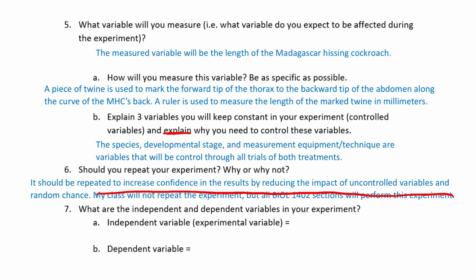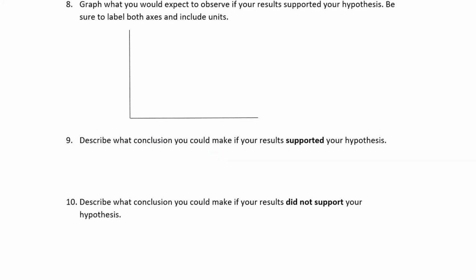Number 7, what are the independent and dependent variables in your experiment? So your independent variable is going to be the sex of the cockroach, and your dependent variable is going to be the length. And finally, we have the last page, and so you have to graph what you would expect to observe if your results supported your hypothesis. And you have to make sure you label both axes and include the units. So this is what this one would look like. We then have males versus females, okay? So this is going to be what our graph would most likely look like.